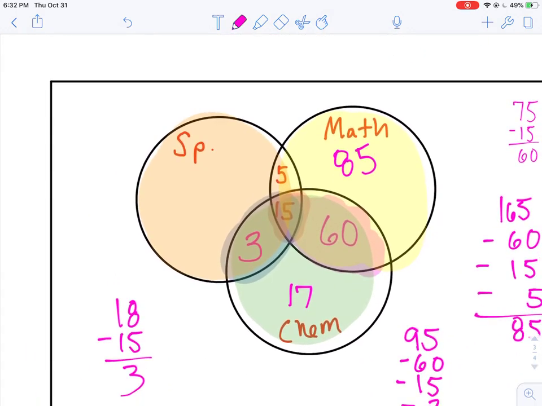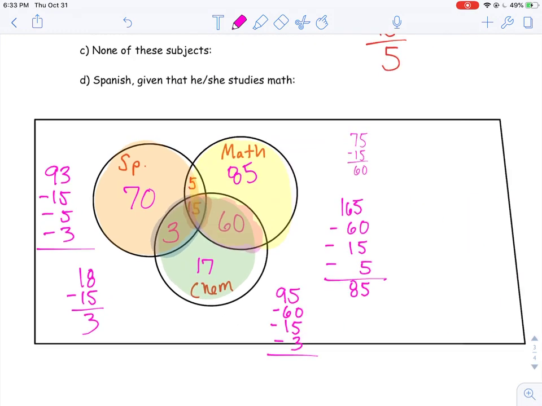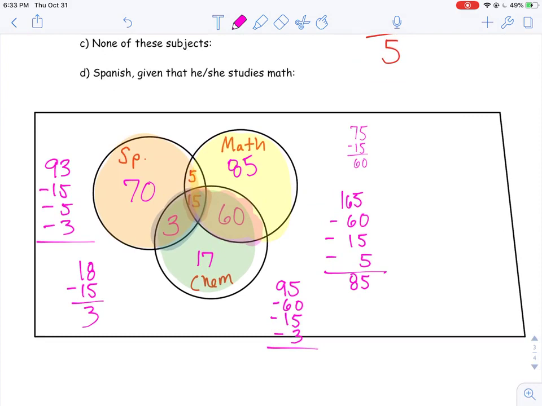So I'm going to do 93. I'm going to take away the 15 who study all three, the 5 who study Spanish and math, and the 3 who study Spanish and chemistry. Doing some subtraction here, again, feel free to do it in your head if you want. I'm doing it on a calculator, and I get 70. So now I filled in all of my circles and all my space.